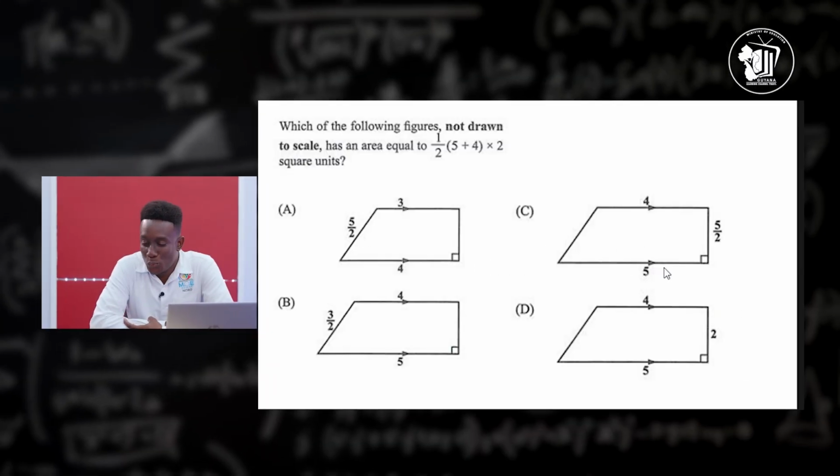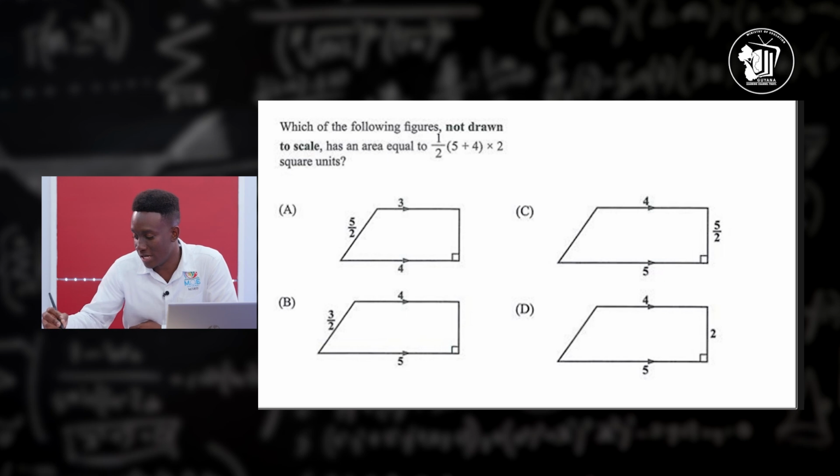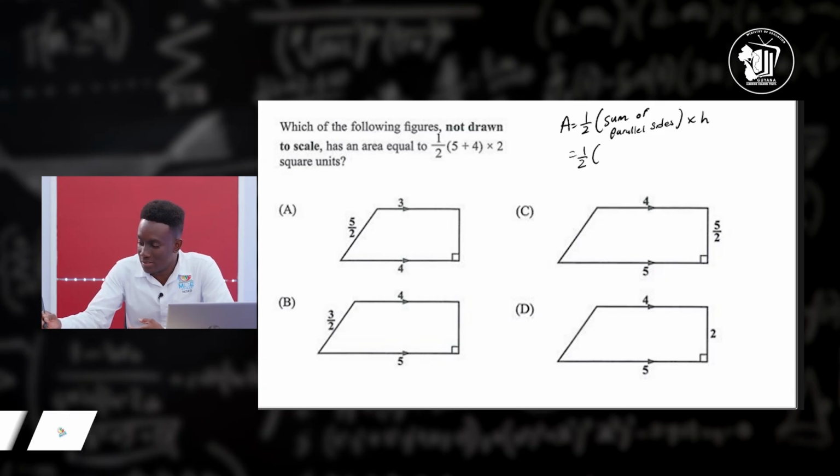So this question says, which of the following figures, not drawn to scale, has an area equal to half multiplied by (5 plus 4), multiplied by 2. So we know we're dealing with a trapezium, and the formula to find the area of a trapezium is half the sum of the parallel sides multiplied by the height. So in this case we have half multiplied by the parallel sides, multiplied by the height.